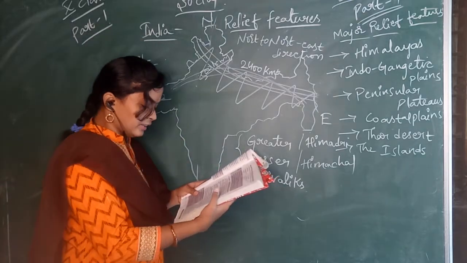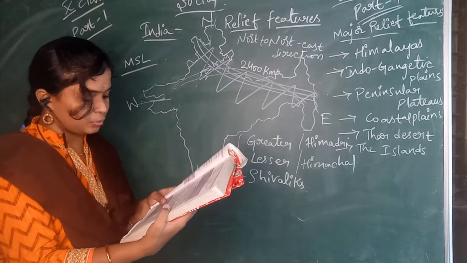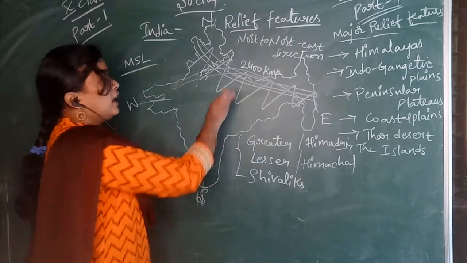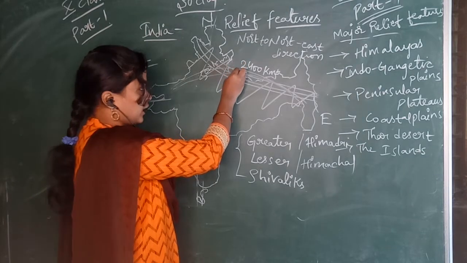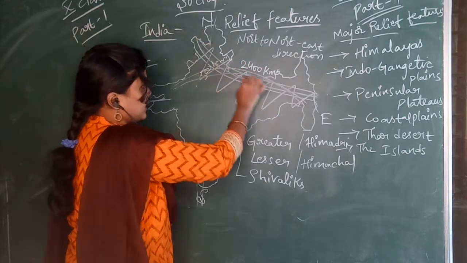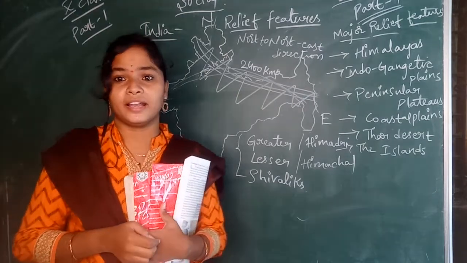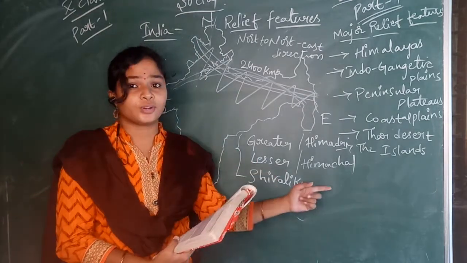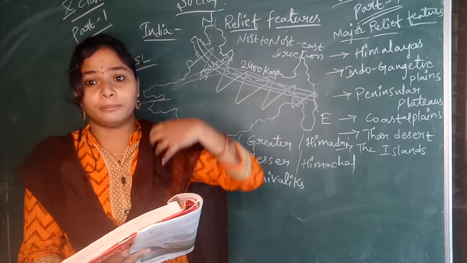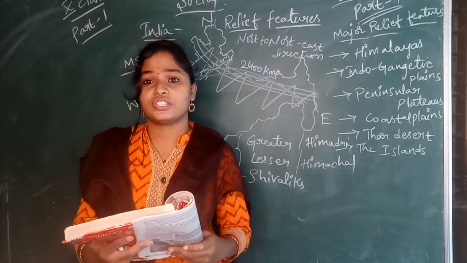Clear children? Next, the first Himalayas are known as the Greater Himalayas and the second Himalayas are known as the Lesser Himalayas or the Himachal. But remember, the Lesser Himalayas or the Himachal. From here the rivers have been originated.